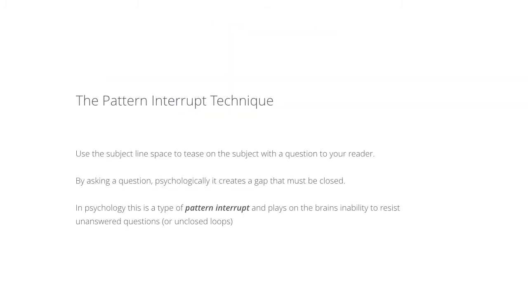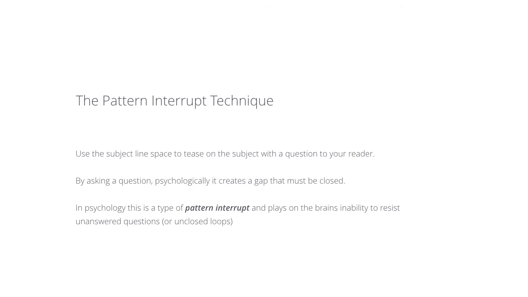Let's talk about the pattern interrupt technique. Use the space in the subject line of the email to ask a question. Now, by asking a question, psychologically, it creates a gap that must be closed. In psychology, this is called a pattern interrupt and plays on the brain's inability to resist unanswered questions.